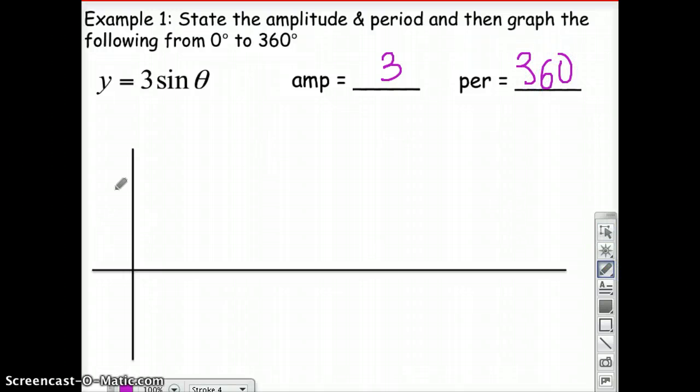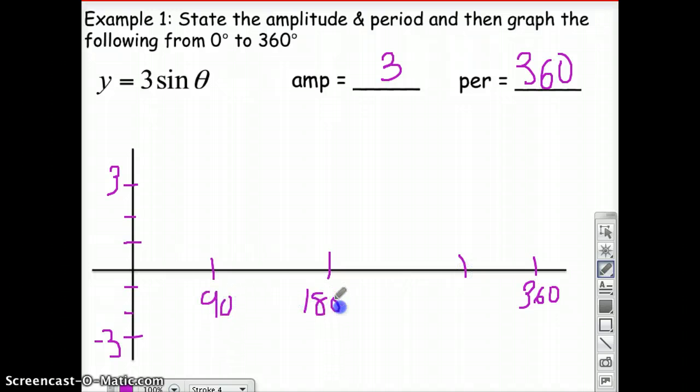So to graph this, you're going to go up to 3 and down to -3. And you are going to have a standard period of 360. So 360 divided by 4 is 90. So your 4 equal intervals are going to be going by 90, just like we're used to in the parent graph. Nothing different there. And then from here you graph it.